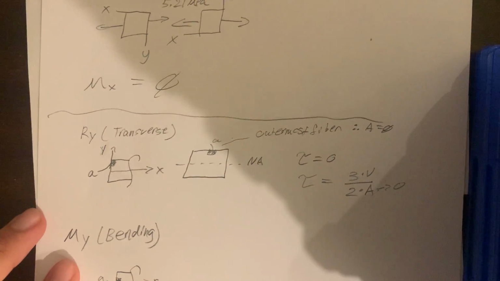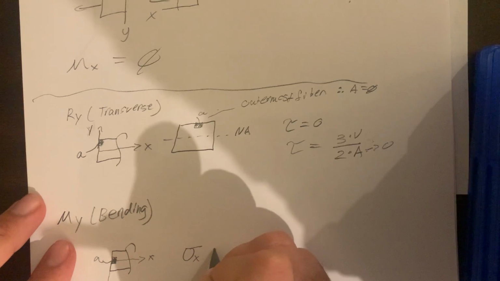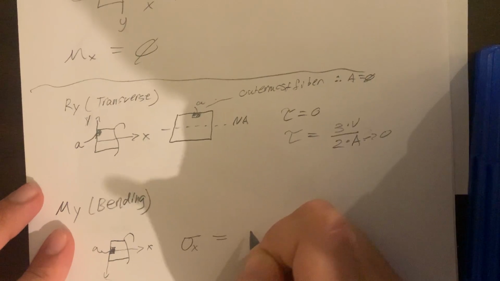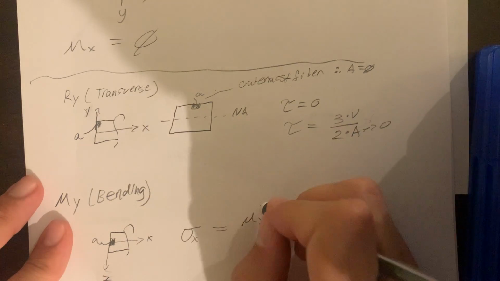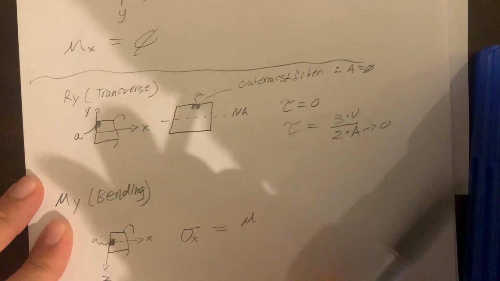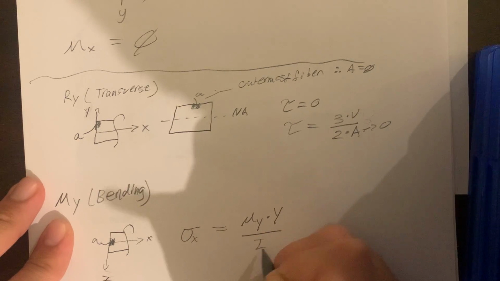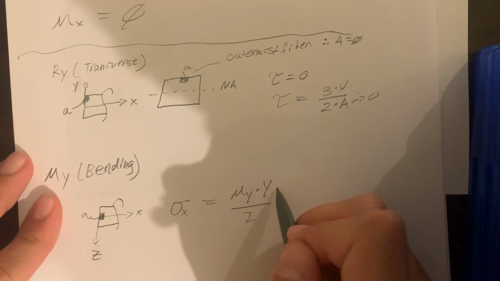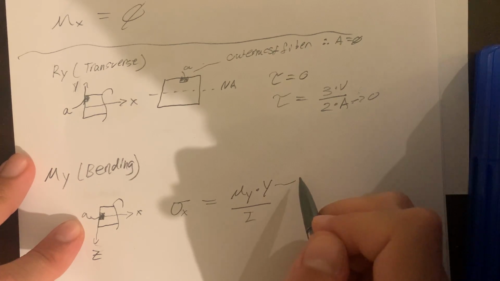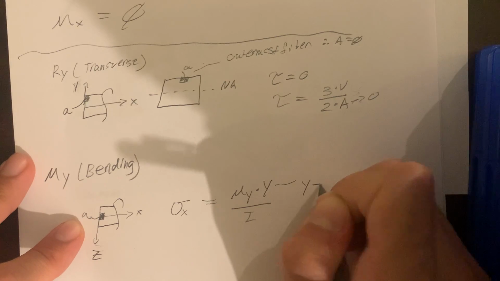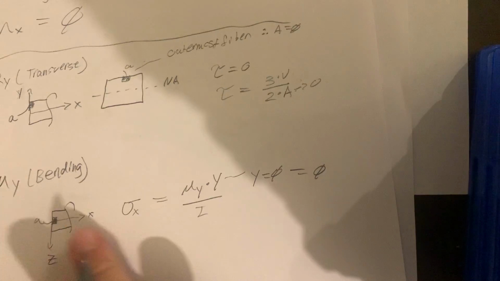And now for sigma x, we're going to say it equals the moment around y, M_y, times y over I. But since this is right on the neutral axis, y actually equals 0, and therefore there is no bending at M_y.